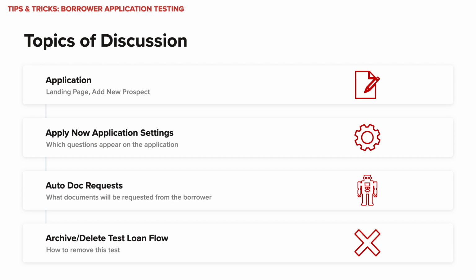The auto doc request. So how does the system know which documents to ask for? Through the use of business rules, once again in your settings, you have the ability of choosing how you want your document request to act based on your borrower's answers to their 1003. And then lastly, we'll talk about what to do when you're done with the loan flow. You can archive or you can delete that test loan flow.